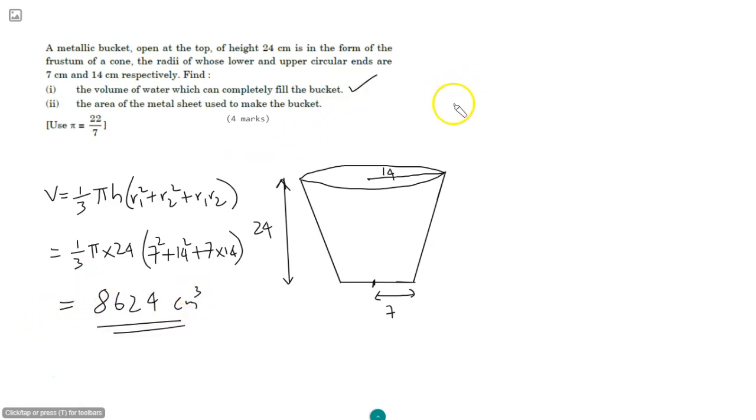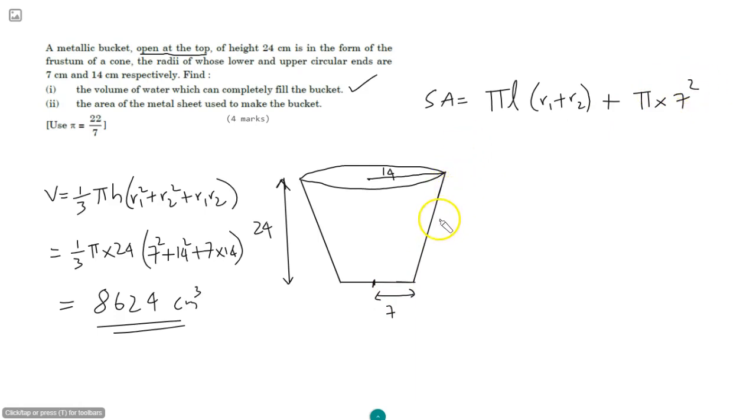Now we need to find the area of the metal sheet used to make the bucket. So area of the metal sheet will be, first you need to make the curved surface of the frustum of the cone, and then you need to make the circle at the bottom. You don't need anything at the top because it's a bucket that's open at the top. Right, so the surface area is going to be pi into L into R1 plus R2, recall the formula, plus pi R square, right. So R in this case is the bottom radius, so that's 7 squared.